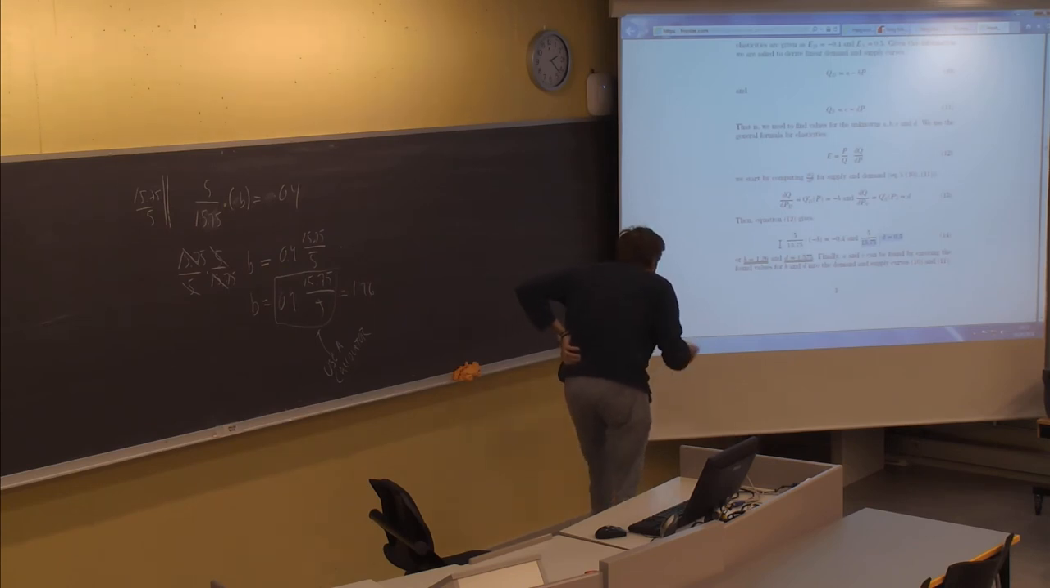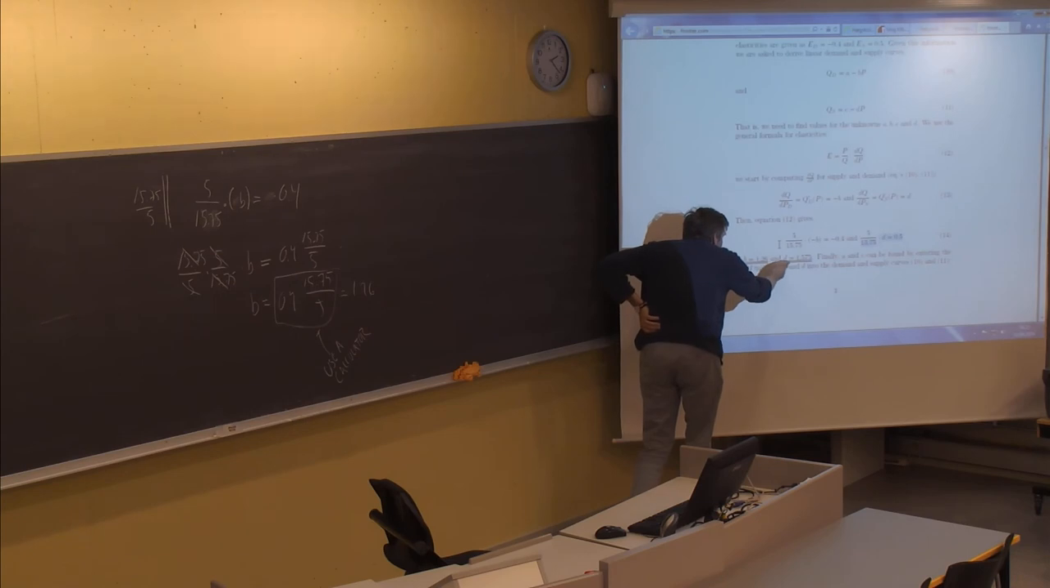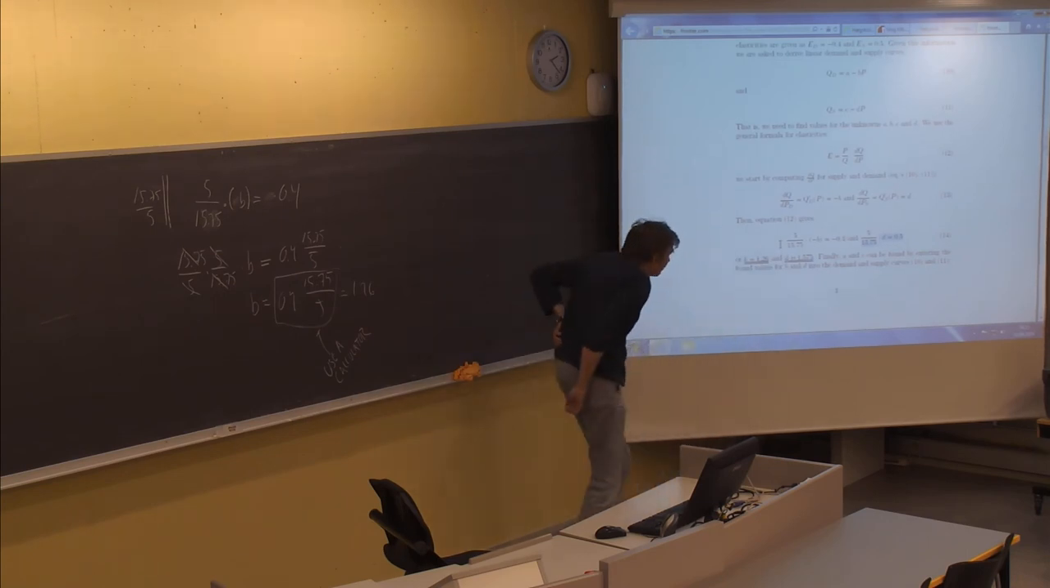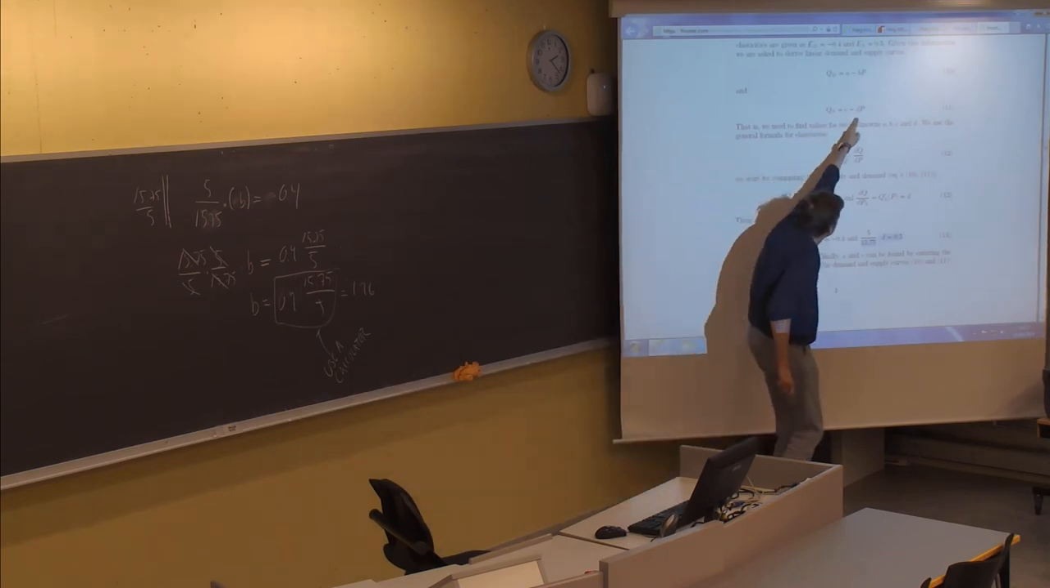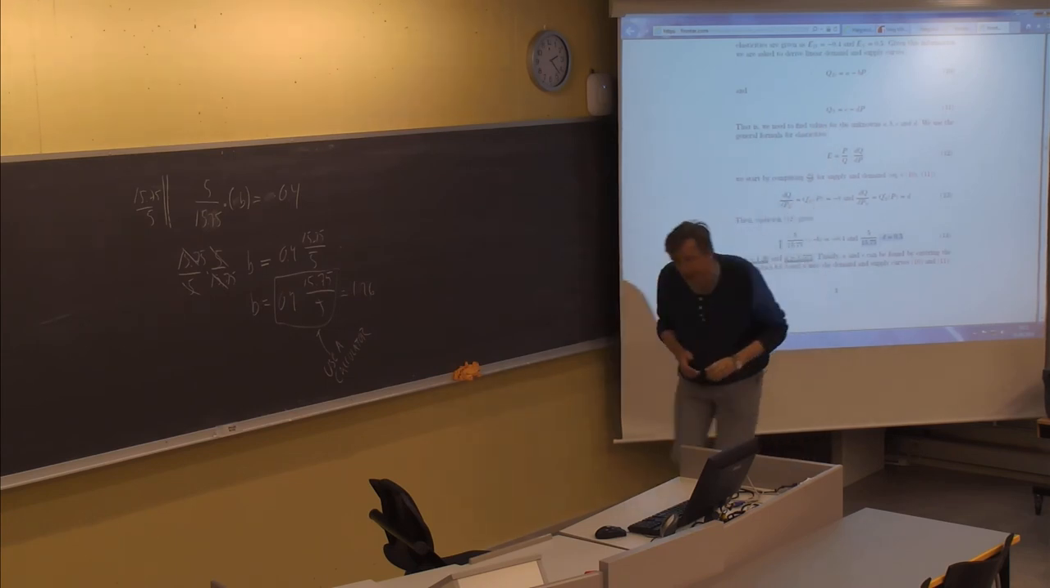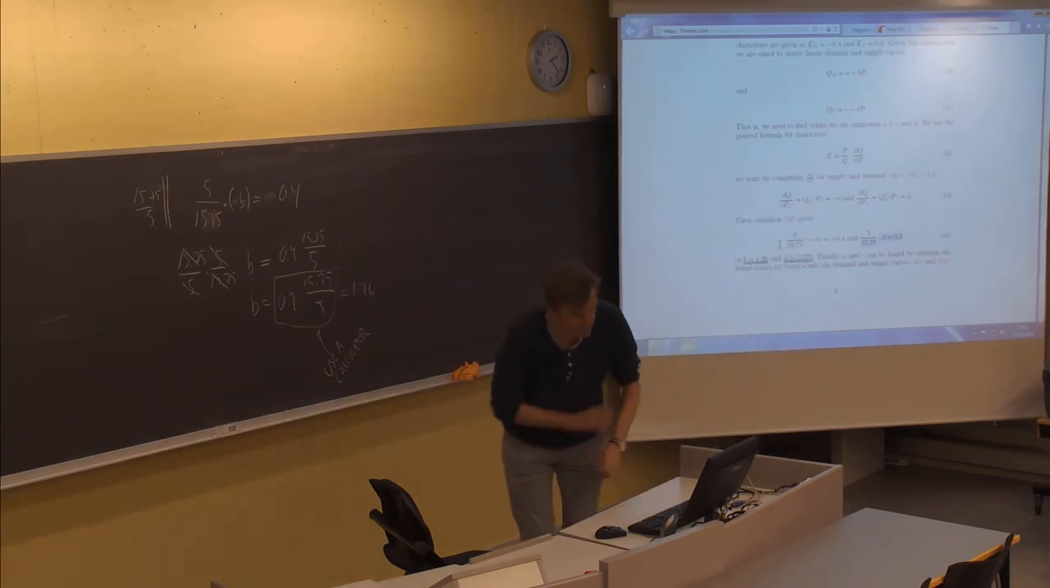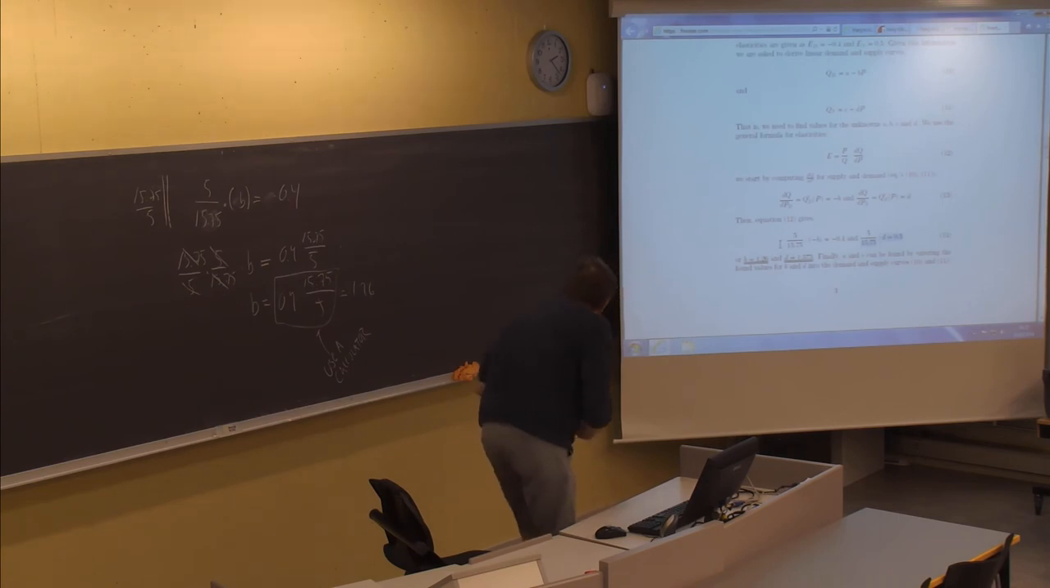So that produces a B and a D. Okay, we have found two of the unknown variables in our equations, B in the demand curve up here and D down there. So we still need to find A and C. Okay, and that can be found by two equations related to the equilibrium point.